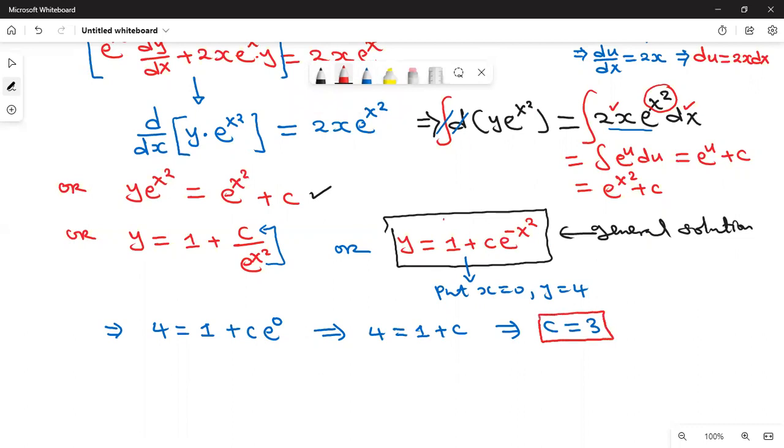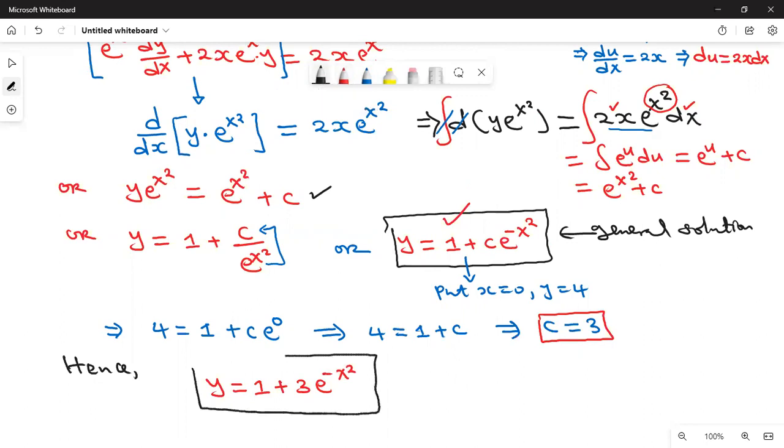And so when we replace it back into our general solution, we get our particular solution. Hence, our particular solution would be y is equal to 1 plus 3 exponential negative x squared. So what I've written here is the particular solution.